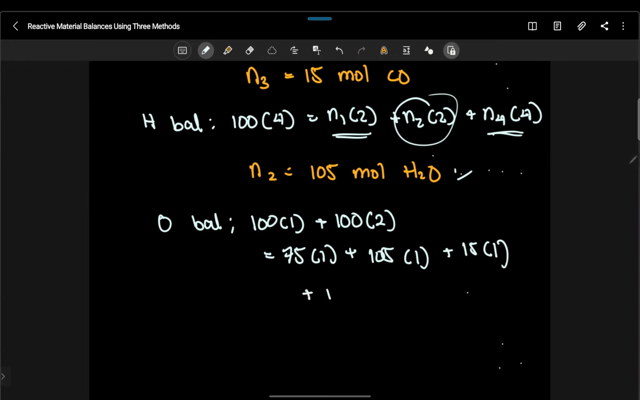Plus N4 is 10. Isa lang din yung oxygen atom. Plus N5 is, ito yung unknown. Wala pa. Times 2 kasi dalawa yung oxygen atom doon sa oxygen. So therefore, makukuha natin yung N5. N5 is equal to 47.5 moles of oxygen.